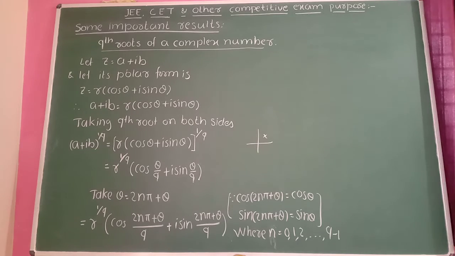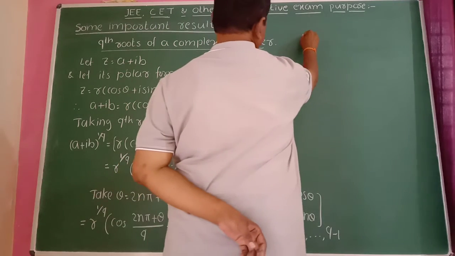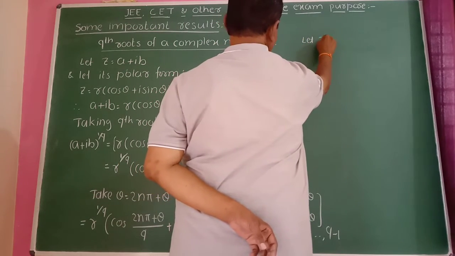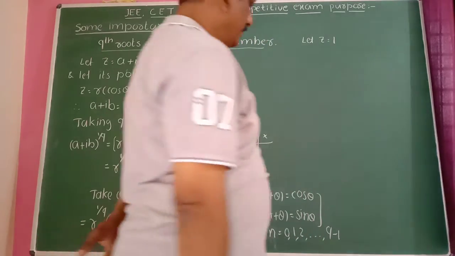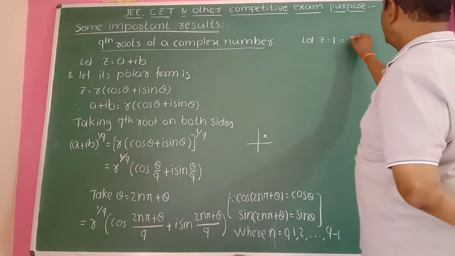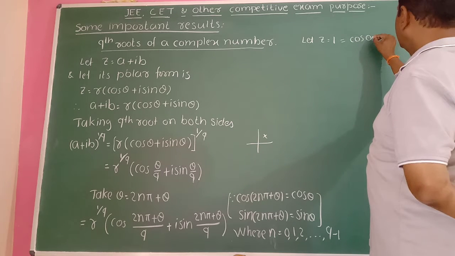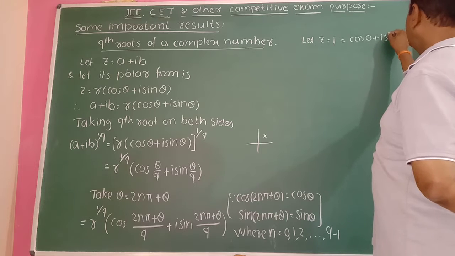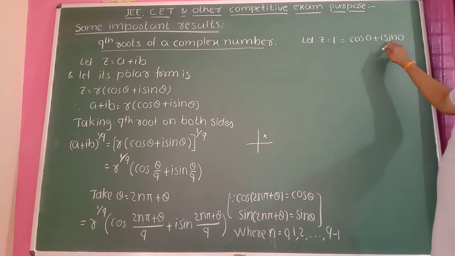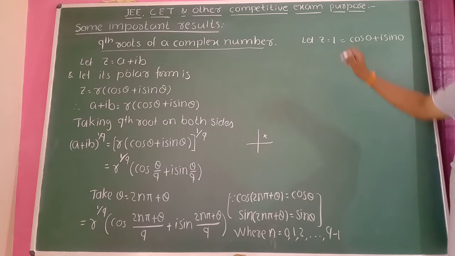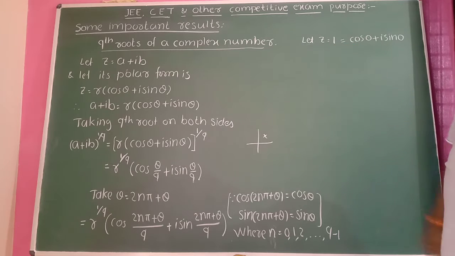So just I am extending one example here. Let us consider z is equal to 1 here. Let z is equal to 1. Then this can be written in the polar form here, cos of 0 plus i sin of 0. So cos 0 is 1, sin 0 is 0. Hence it is 1 here. So this is the polar form of this complex number.